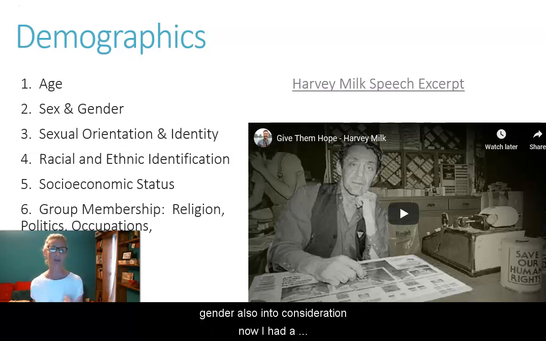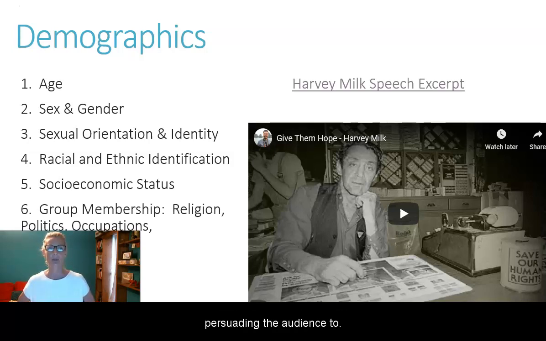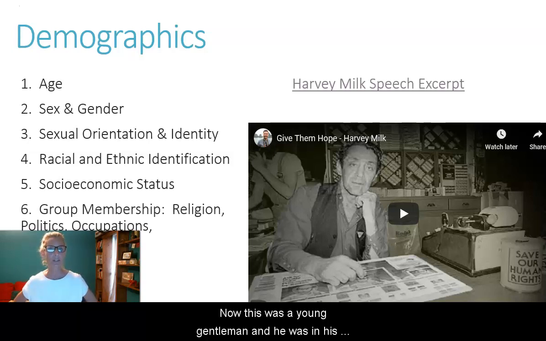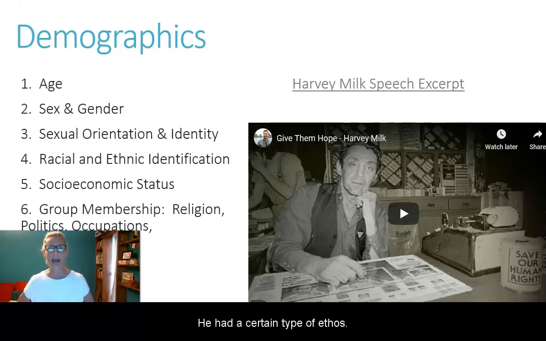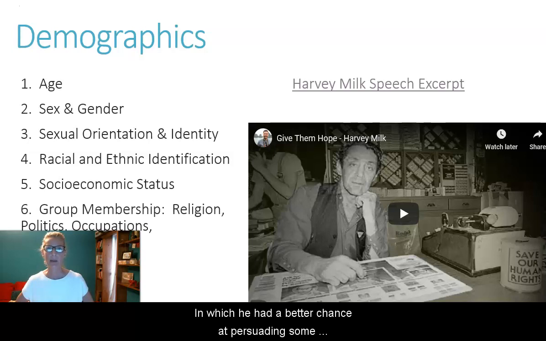So as a public speaker, you want to take sex, the biological sex of your audience, into consideration, and their gender also into consideration. Now, I had a student years ago, and his speech was about persuading the audience to do self-breast exams and to get checkups. Now, this was a young gentleman, and he was in his mid-20s, and he had a certain type of ethos in which he had a better chance at persuading some of the males than perhaps a female would have had. And he had breast cancer at his very young age. And he shared that with his audience.